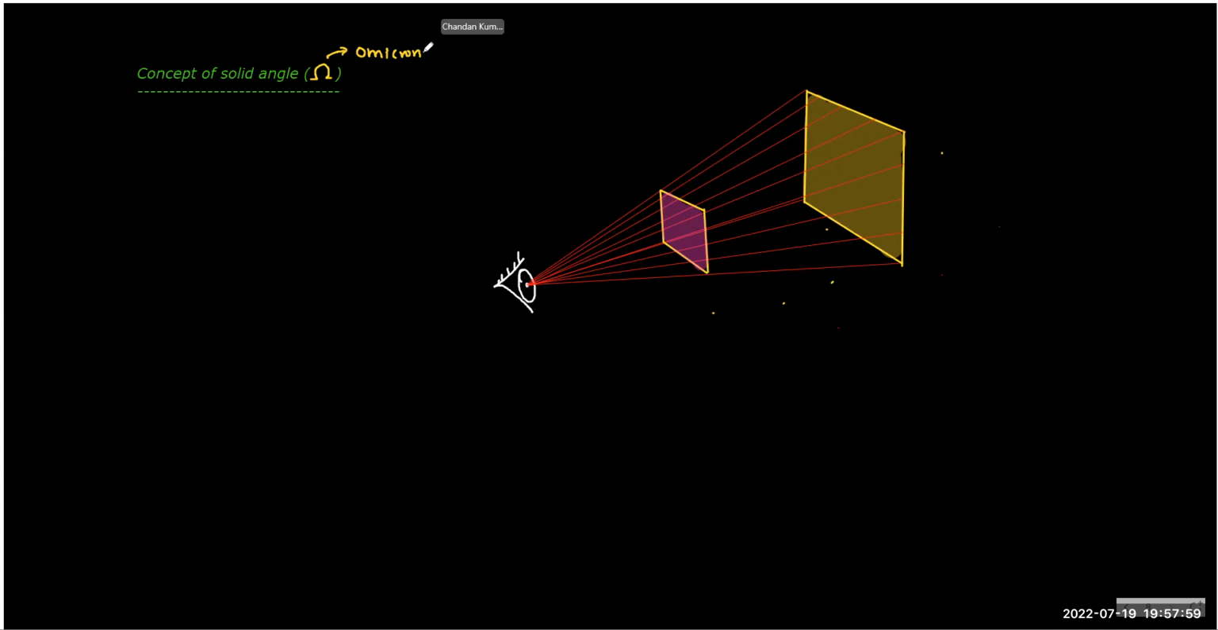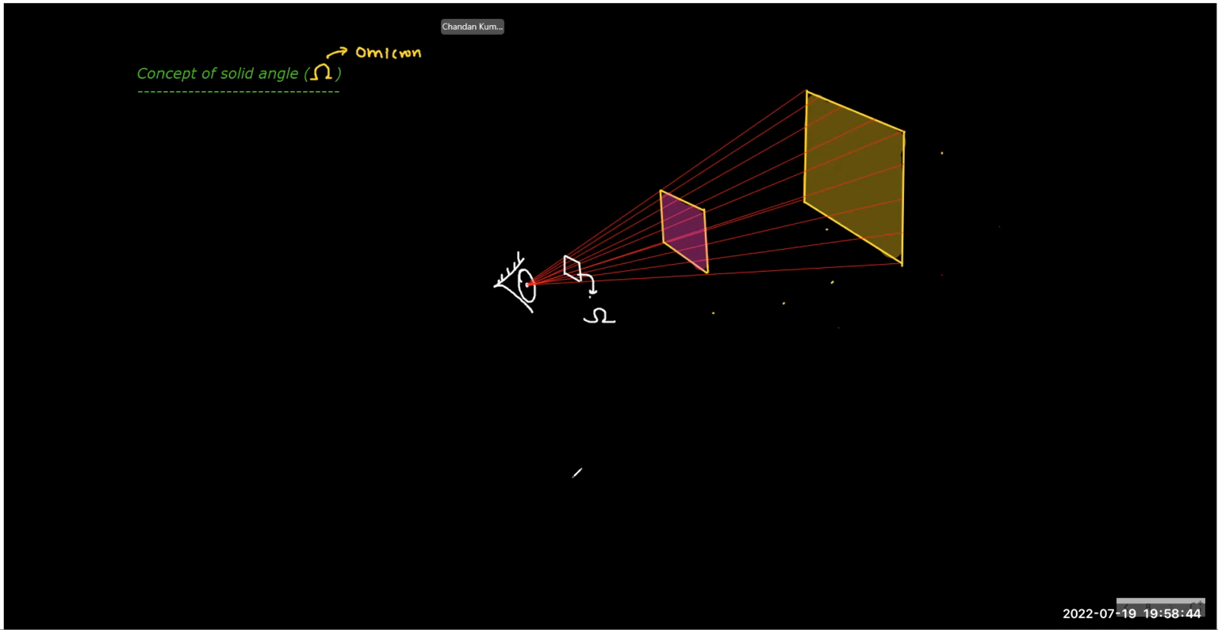So this solid angle, of course, you cannot see it. You can just understand the idea. It's a three-dimensional angle. This angle we call omega. And you can see it's three-dimensional, like it's coming from all directions. If it is a circular base, you can think this is a conical angle. It's like a tetrahedral angle. It could be any angle.